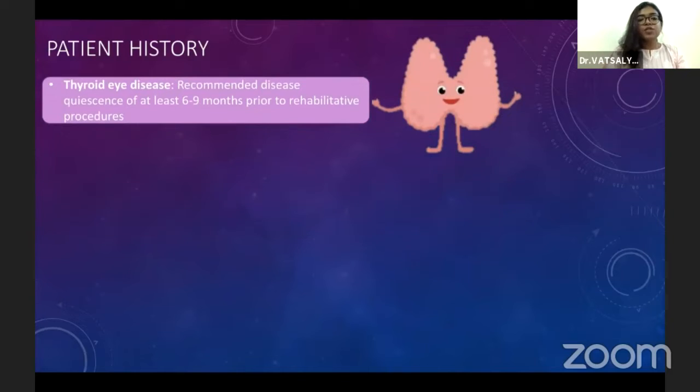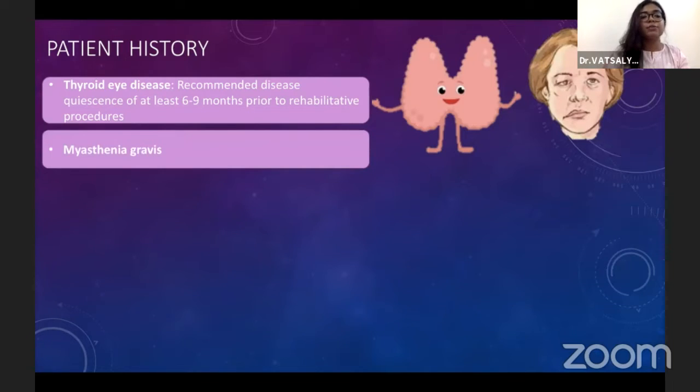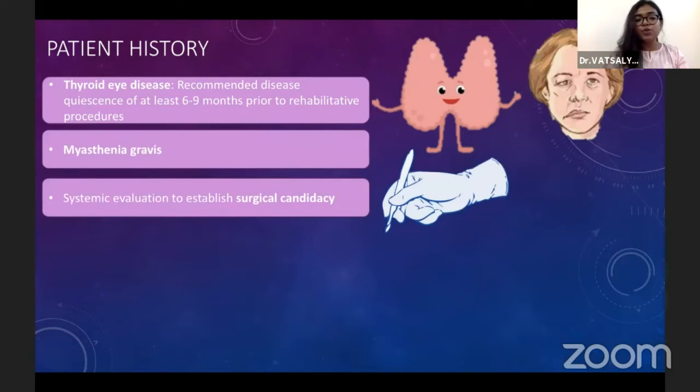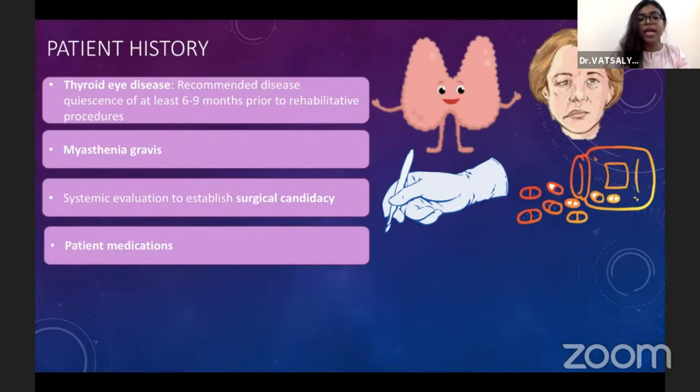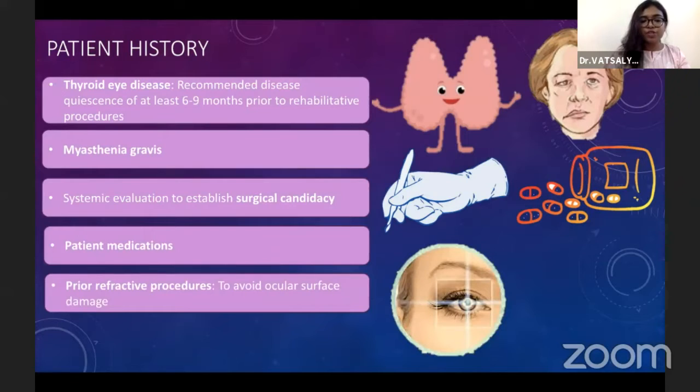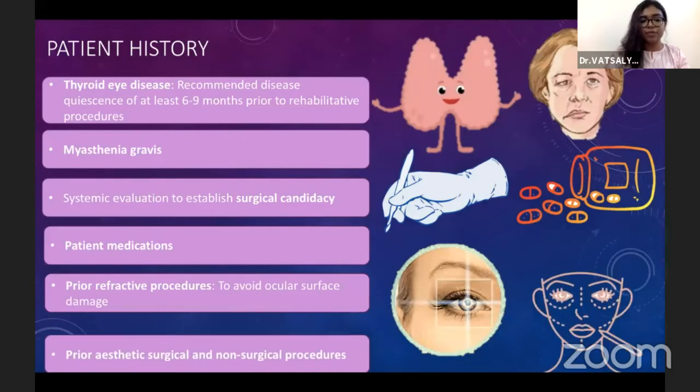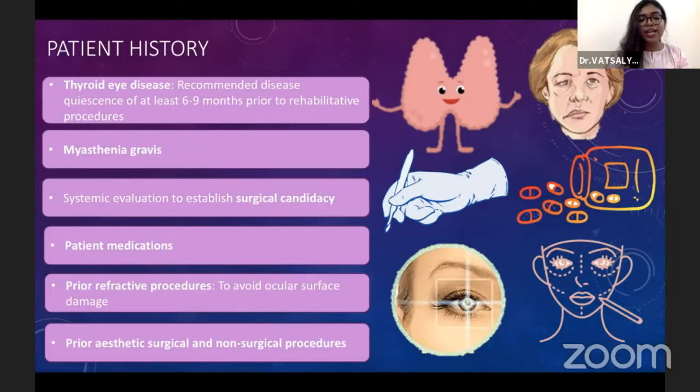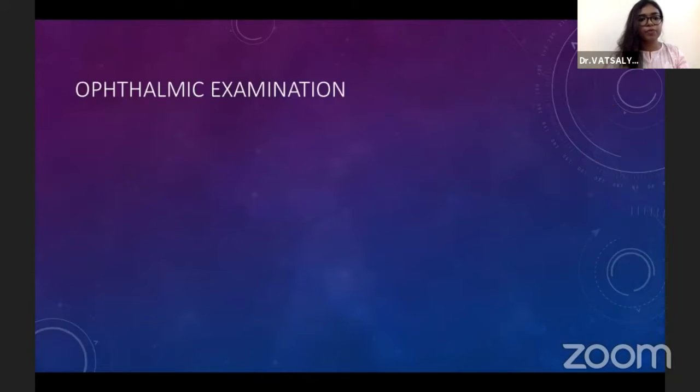Patient history. So among the relevant patient history, we must rule out the presence of thyroid eye disease and myasthenia gravis. We must also conduct a systemic evaluation to establish surgical candidacy, any medications the patient is on, prior refractive procedures to avoid ocular surface damage, and prior aesthetic surgical and non-surgical procedures.